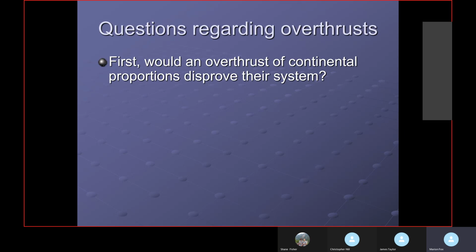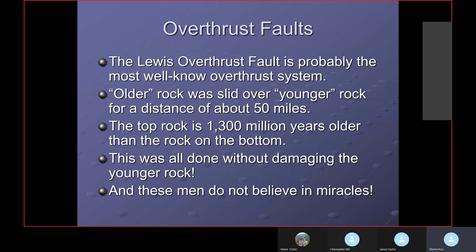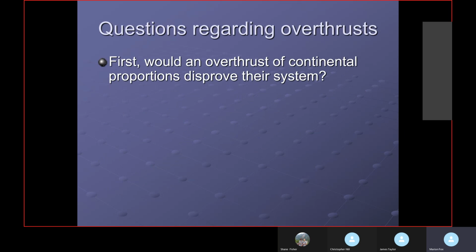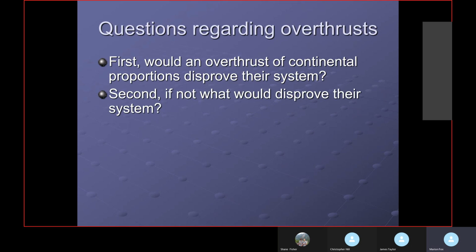Questions regarding overthrust. What size of overthrust would we have to disprove their system? We know we got an overthrust running close to 50 miles, right at 50 miles in the Lewis overthrust in the United States. And a rock that's over 1 billion years older, according to their dating system, is on the top, and the younger rock underneath it is below it. And the younger rock's not damaged. So what would an overthrust of continental proportions, would it disprove their system?